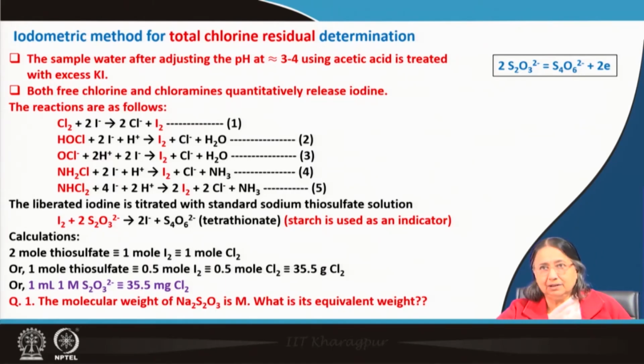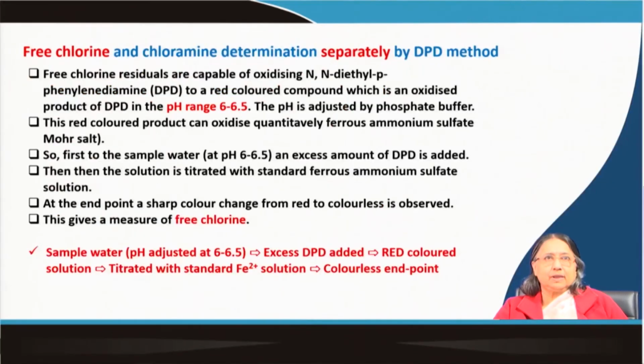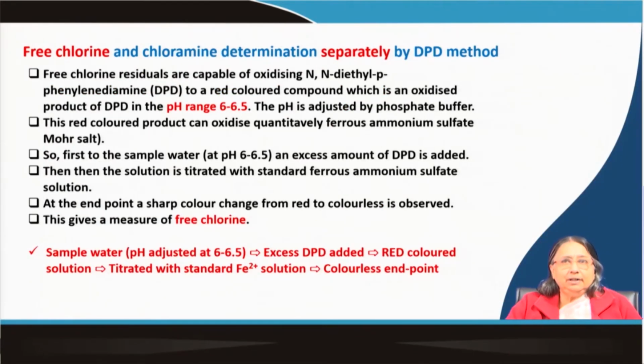But a redox reaction is not like that. And for a salt, say for example calcium carbonate, the molecular weight is 100, but the equivalent weight is 50. Why? Because 1 calcium is there and the valence of calcium is 2, so it will be divided by 2. Okay. Now, you understand that the iodometric method can be used in low pH conditions, and it can be used for total residual chlorine determination.